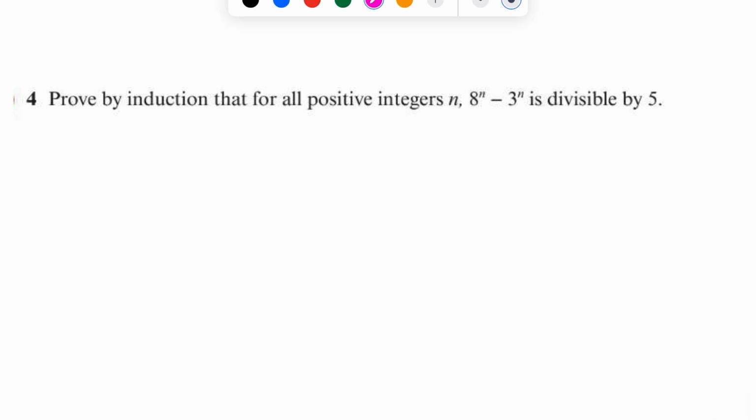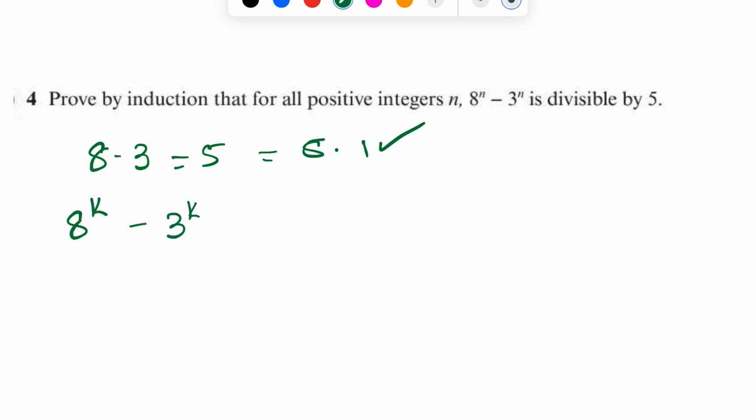Question number 4. Prove that 8 power n minus 3 power n is divisible by 5. So let n equals to 1. 8 minus 3, 5, which is 5 times 1. It is divisible by 5. So let us assume that it is divisible by 5 for n equals to k. So make 8 power k as a subject. 8 power k equals to 5 plus 3 power k.